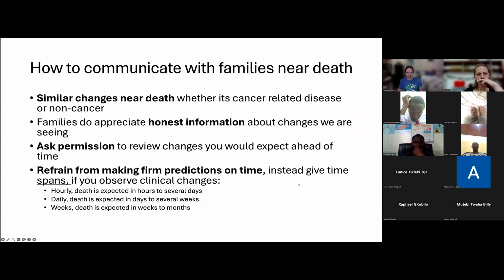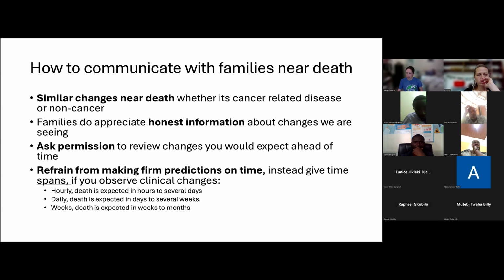So some of the things we have to do is help families know when their child is coming near to death or near the end of their life. So most people, and even most children, look the same when they're coming near to the end of their life, whether it's from cancer or non-cancer. So if you provide palliative care, you will recognize the pattern of what you're seeing when a child is near end of life. And most families do appreciate honest information about the changes that we are seeing.